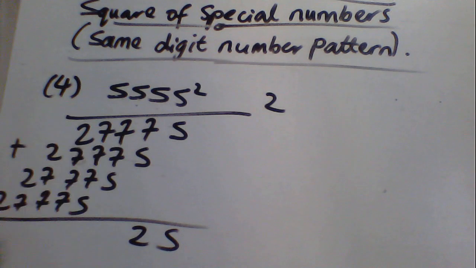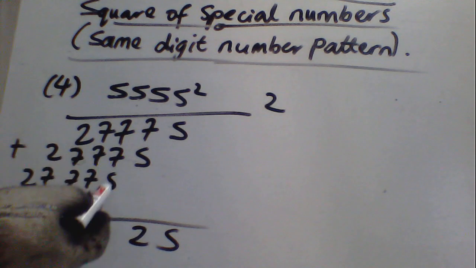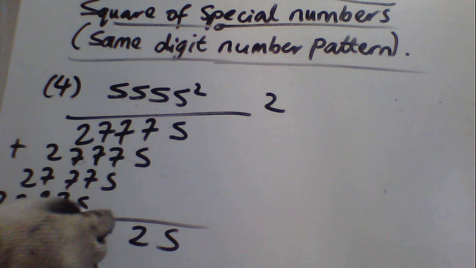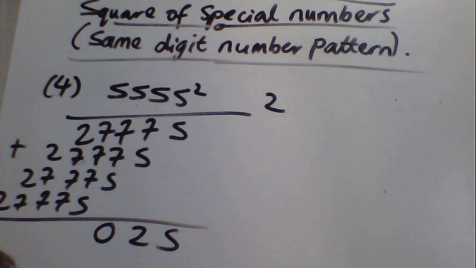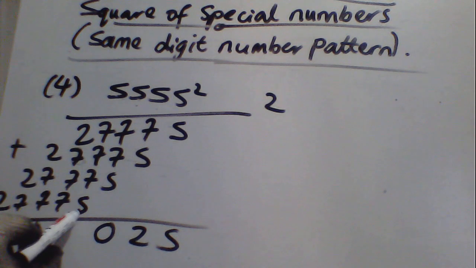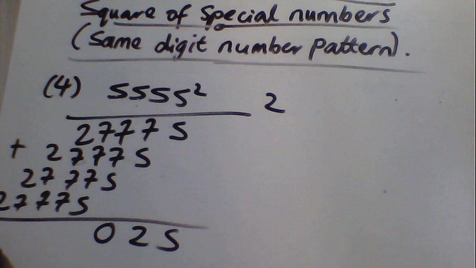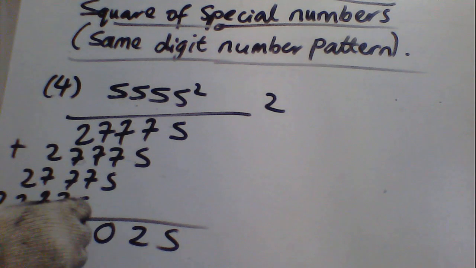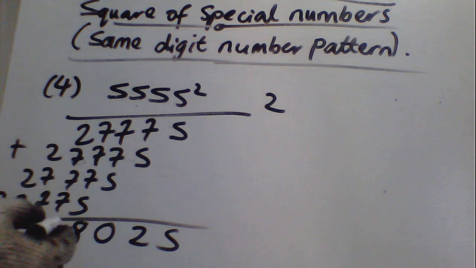This will give us 14. 14 plus 5 will give us 19, plus 1, 20. You write 0, carry 2. Put 2 here, which gives us 7. 1, 2, 3, 4: 4 times 7 into 4 places will give us 28. I write 8, carry 2.